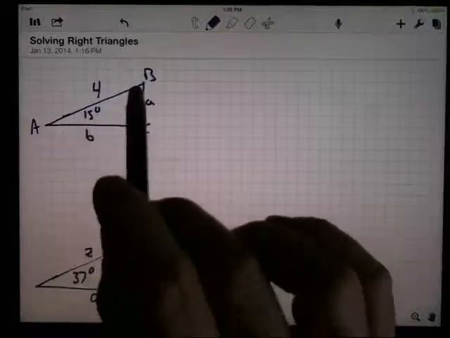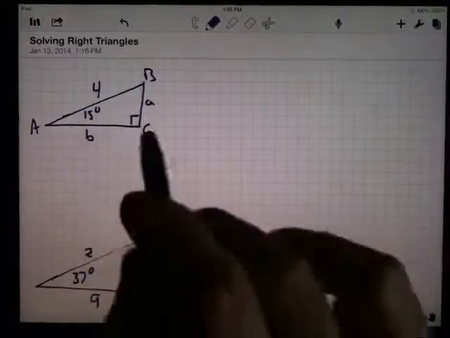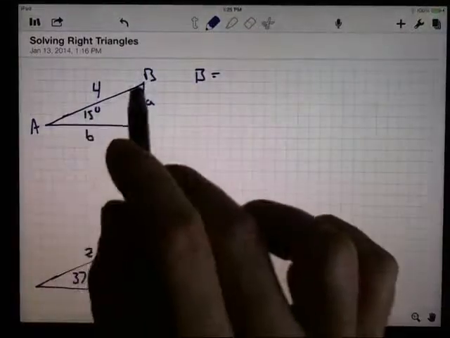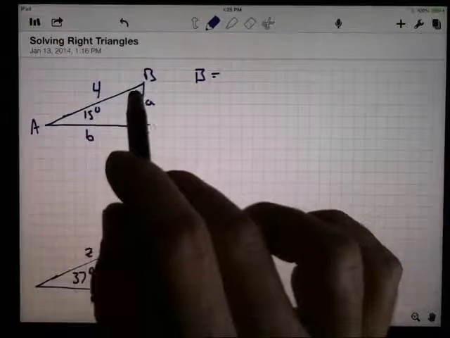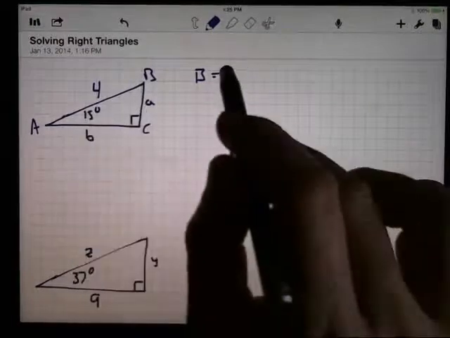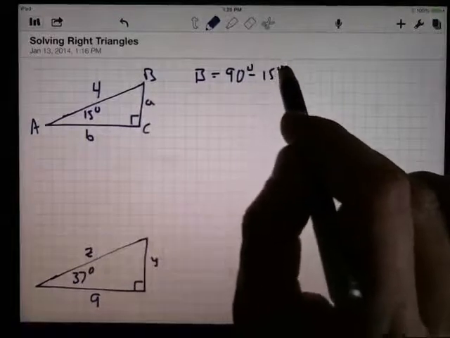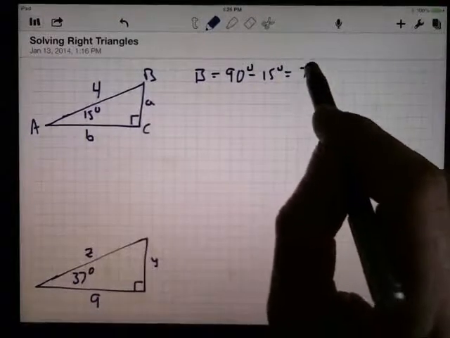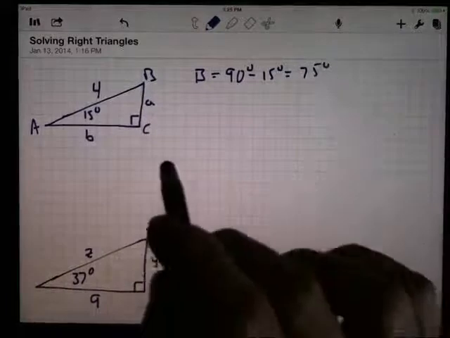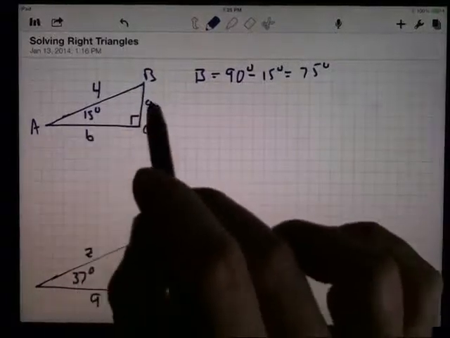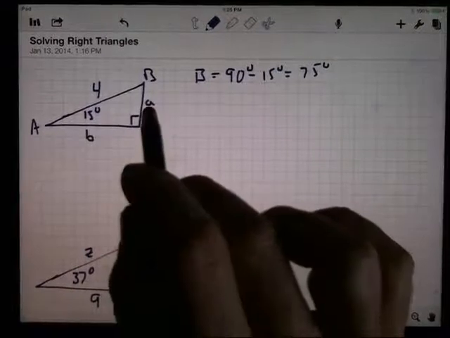Well, if you know two angles, you certainly could get the other angle if we wanted. I could calculate that angle B here. Well, one thing we know is that in a right triangle, these two angles are complementary, so angle B has got to be 90 degrees minus 15 degrees, which is 75 degrees. Okay, so that's easy enough calculation. Where we start using trig is when we start looking for these side lengths. So let's focus on finding side length A here.